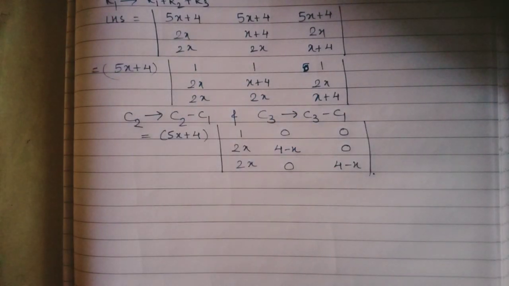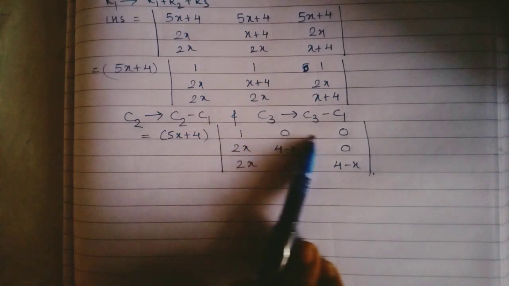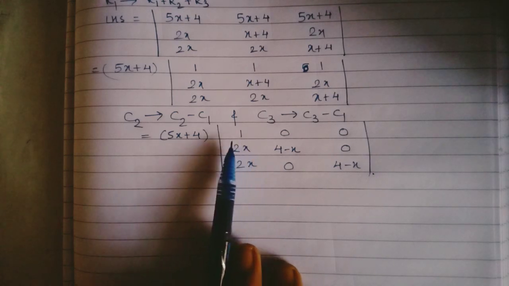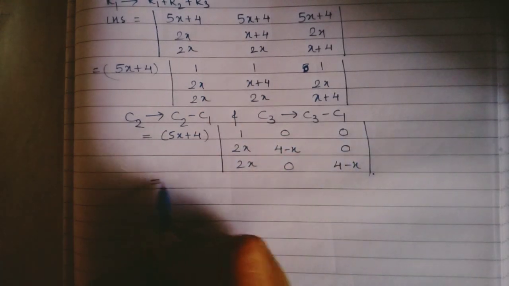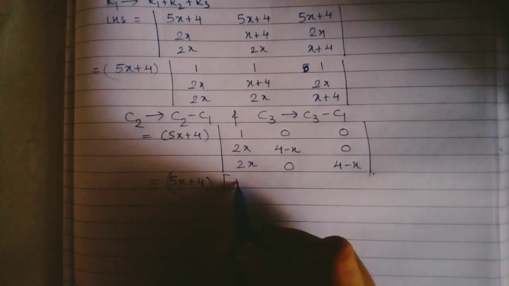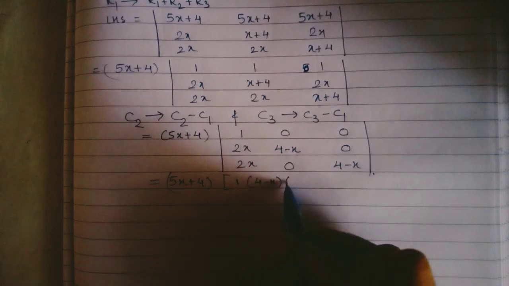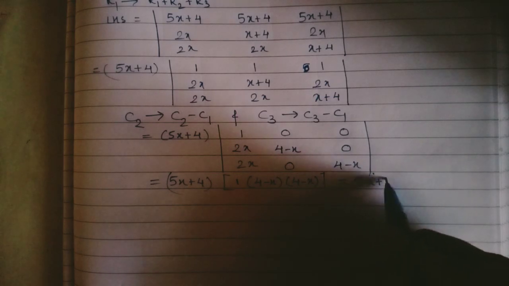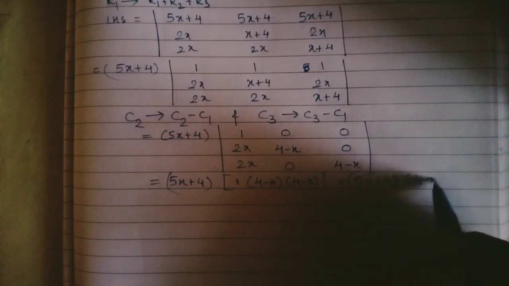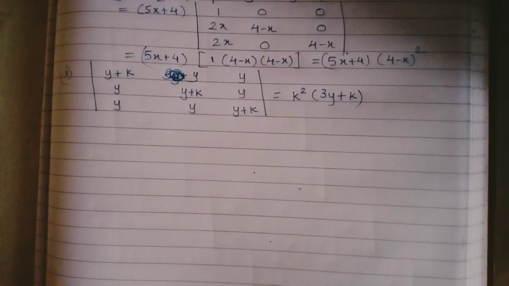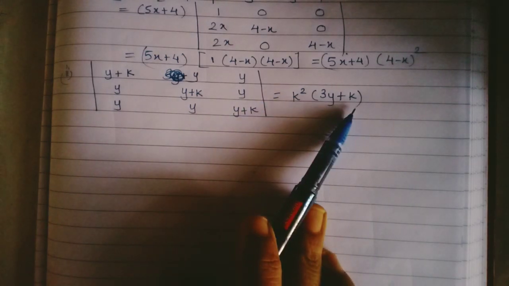Okay, so now here this first row, these two elements are 0 and 1 is 1, so you can expand along R1. So let's see what we get expanding along R1. So it will be 1, 4 minus x into 4 minus x, that is 4 minus x the whole square. Okay, let's solve the second sub question. Okay, we have to prove it equal to k square 3y plus k.